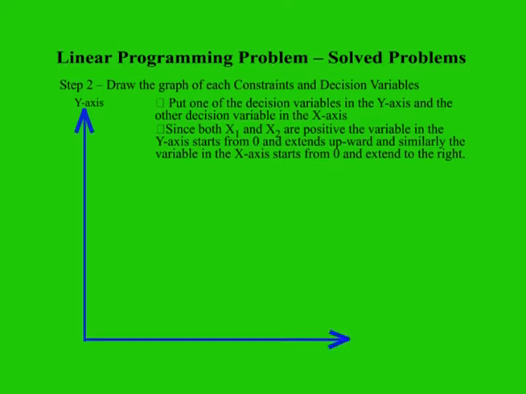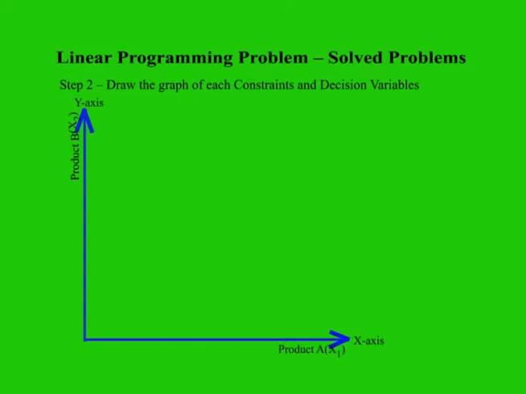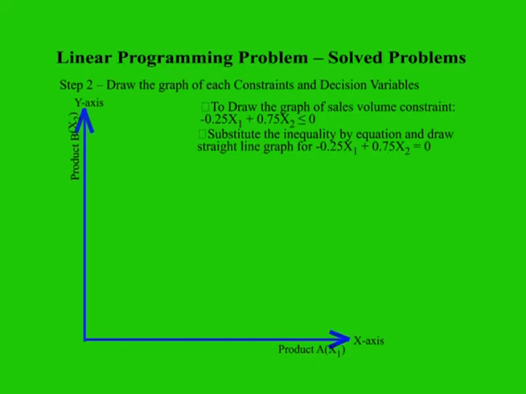For this particular case, let's position product type B or x2 on the y-axis and product type A or x1 on the x-axis. To draw the graph of sales volume constraint, that is negative 0.25x1 plus 0.75x2 less than or equal to 0, first substitute the inequality by equation and draw the straight line graph for negative 0.25x1 plus 0.75x2 is equal to 0.